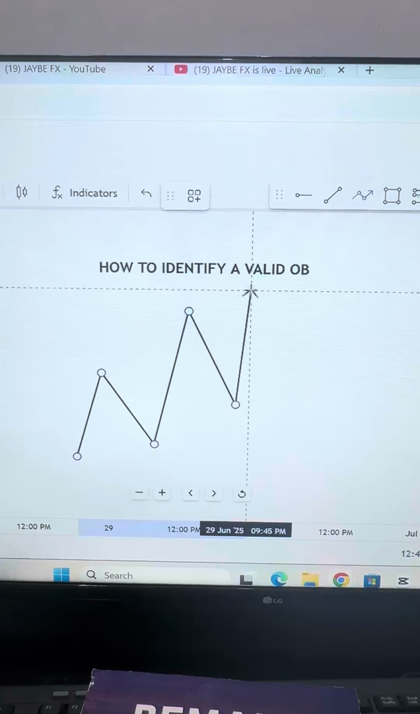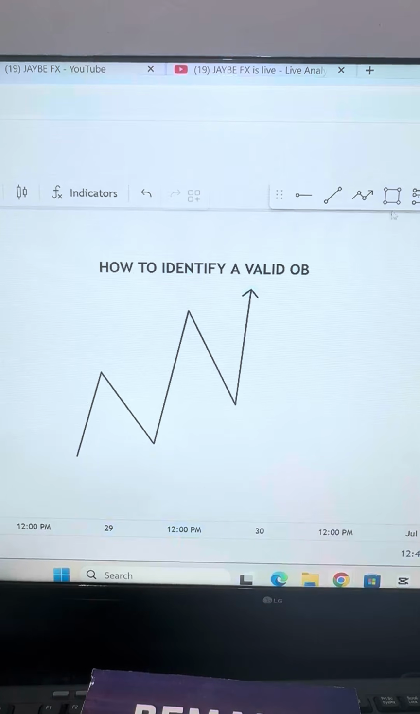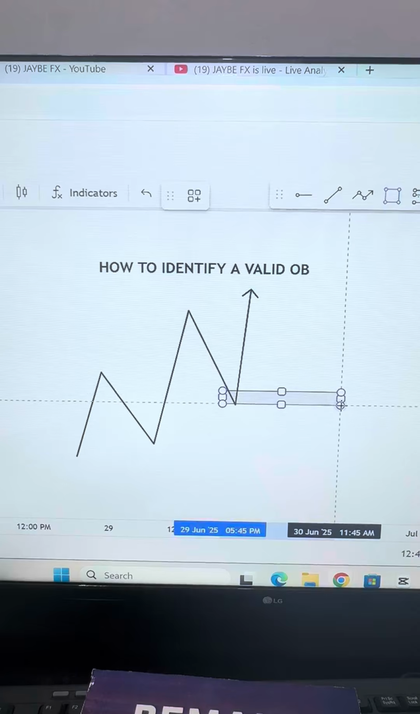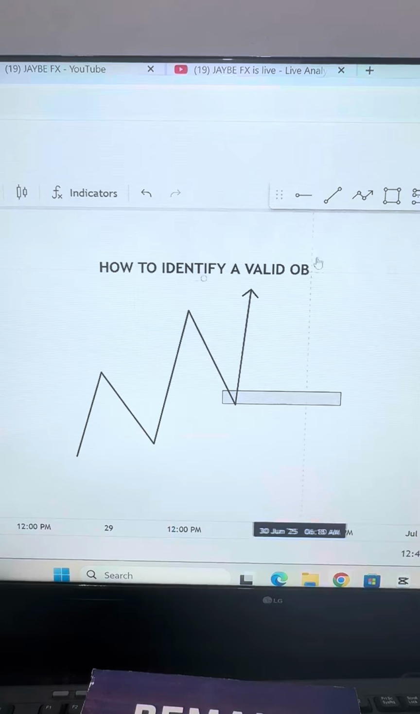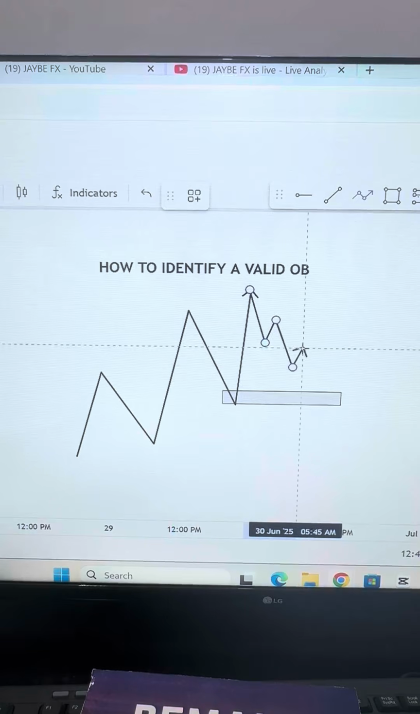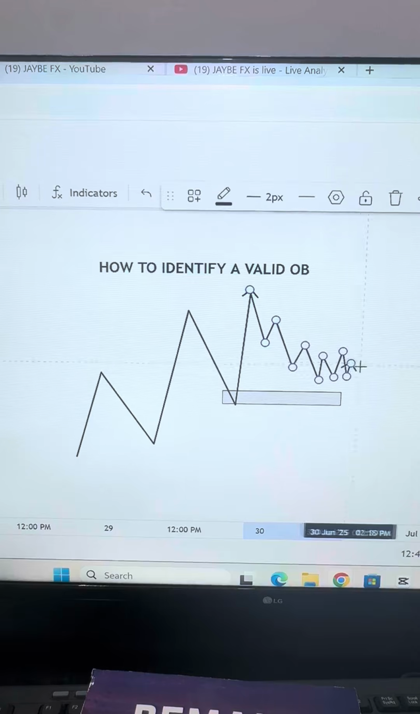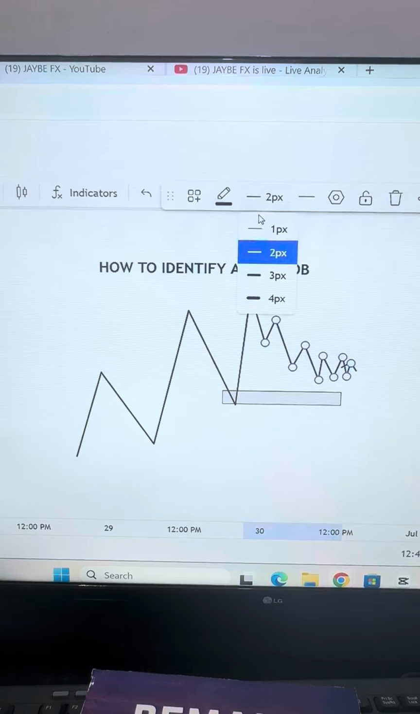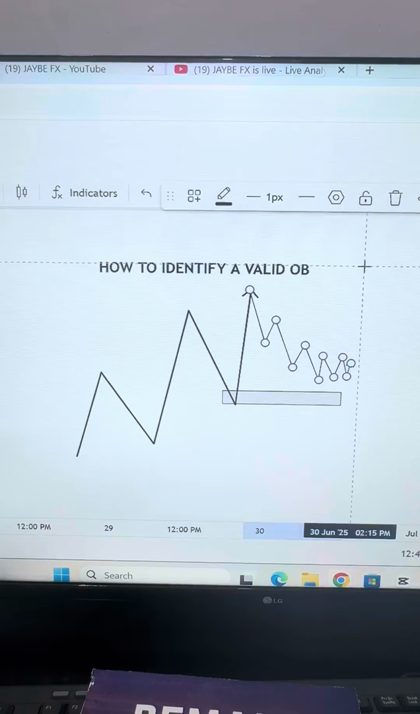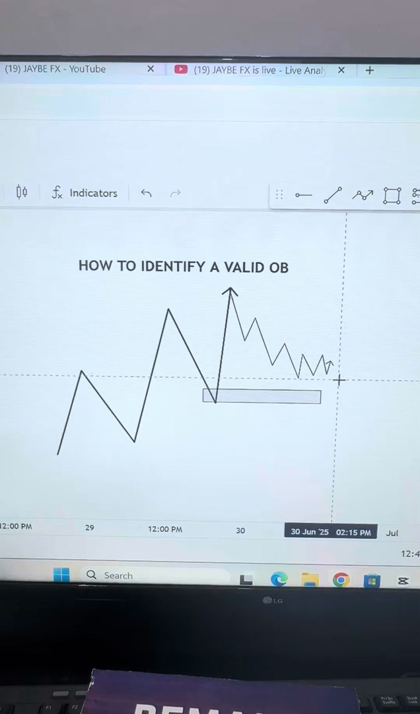Like I said, first thing first, the zone should be unmitigated, which means that in one way or the other, even if you have this move coming down like this, maybe you see something like this, this is still an unmitigated order block. Why? Market has not tapped on it. What is unmitigated? Unmitigated means market never tapped on it.